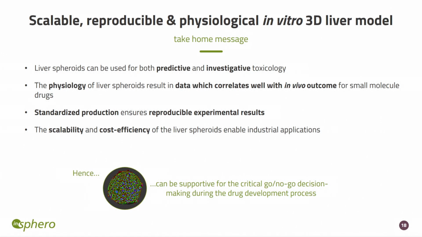So with this, I've come to the end. I hope that I was able today to show you that liver spheroids can be used both for predictive and investigative toxicology. We also have that the physiology of the liver spheroids can result in data which correlates well with in vivo outcome of small molecule drugs. Thanks to the standardized production, we ensure reproducible experimental results. And this, together with the scalability and the cost efficiency, makes the liver spheroids good models for in vitro industrial applications. Therefore, the liver spheroids can be a supportive in vitro tool for the critical go, no-go decision making in the drug development process.